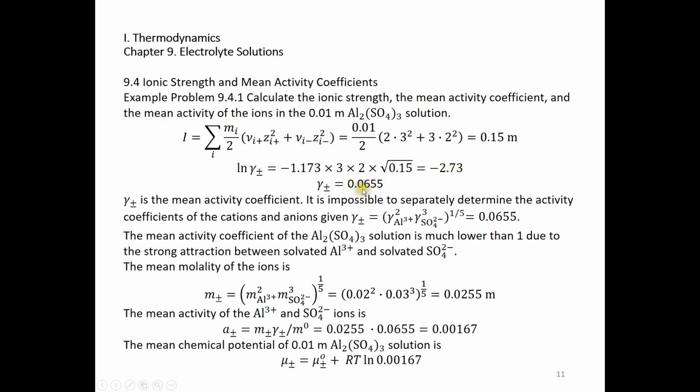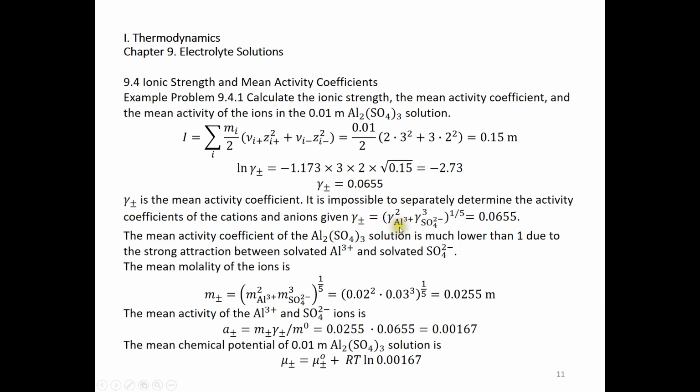It's pretty small, it's much smaller than 1. Gamma plus minus is the mean activity coefficient. Again, it's impossible to separate the cations from the anions. So even if we know this mean activity coefficient for this electrolyte solution, we do not know gamma plus or gamma minus. We just know over here the mean activity coefficient.